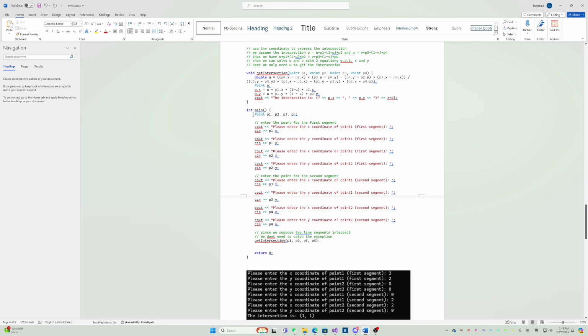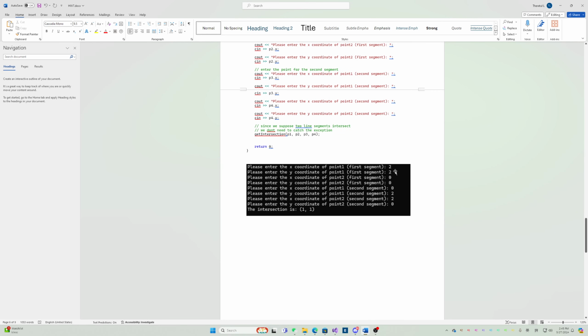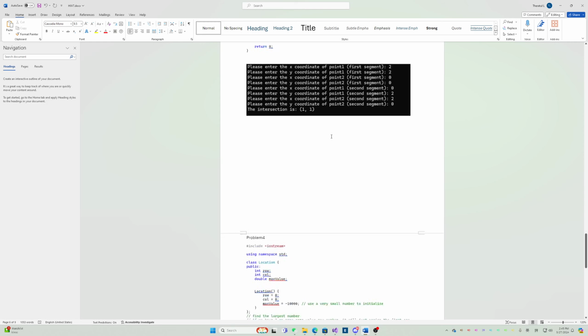So here is the main function. We enter all these x and y's, and then we calculate the intersection. Here we use the numbers in the question, 2200 and 0220, and the intersection is 1, 1. So in this case, u is 1/2.